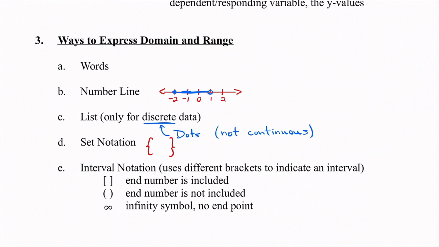And then the last way is interval notation, and this one uses different brackets to indicate different types of intervals. If you use square brackets, and we're going to see examples of these, that means that the end number is going to be included. The way I remember that is that if you had a square bracket like that, and you removed that middle part of the bracket, we would get this.